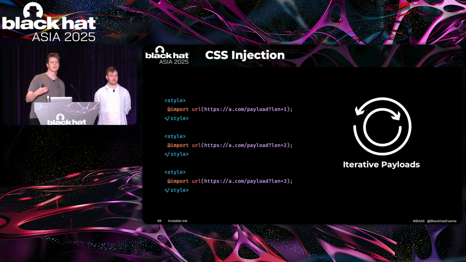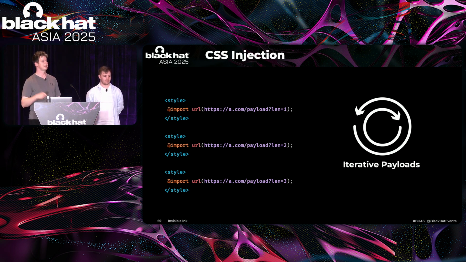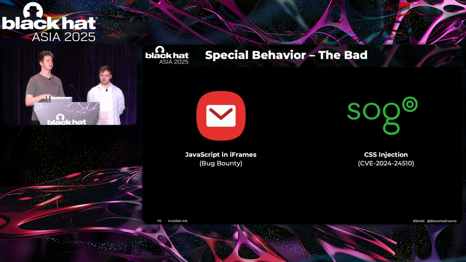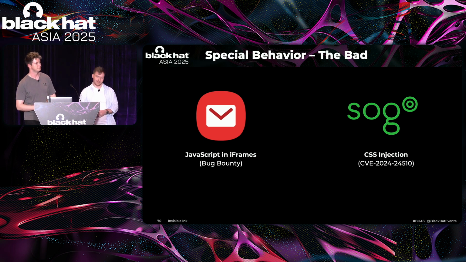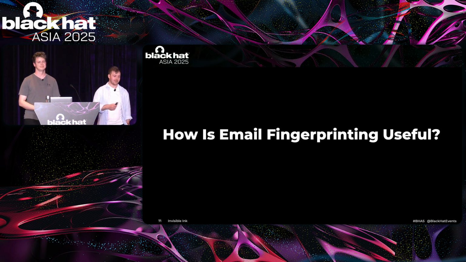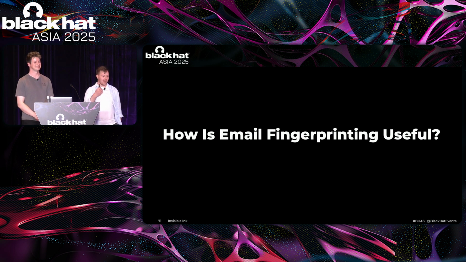In the end, we were able to extract all these subjects from all the mails that the user could see when just clicking on our email. We reported that to SOGo Mail. They awarded a CVE for that, and luckily that bug is now fixed. All right, so the fun is over. Let's get back to fingerprinting and how email fingerprinting is actually useful.